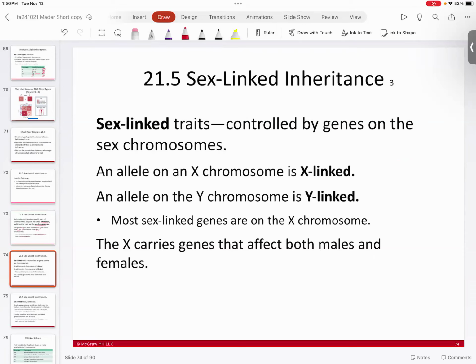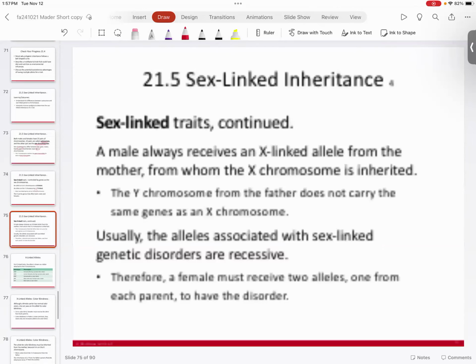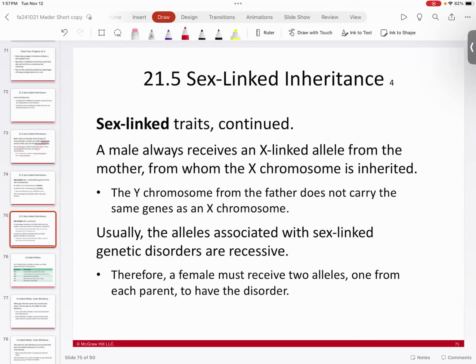Now, if you have a sex-linked trait, ultimately these are going to be associated with genes that are on the X and, to a lesser degree, the Y. Most sex-linked genes are on the X because there are a lot more genes on the X than on the Y. And so the X will affect both males and females because both carry an X, whereas only males carry the Y. Ultimately, the male will always receive his X from his mom, and the Y chromosome is always coming from the dad.